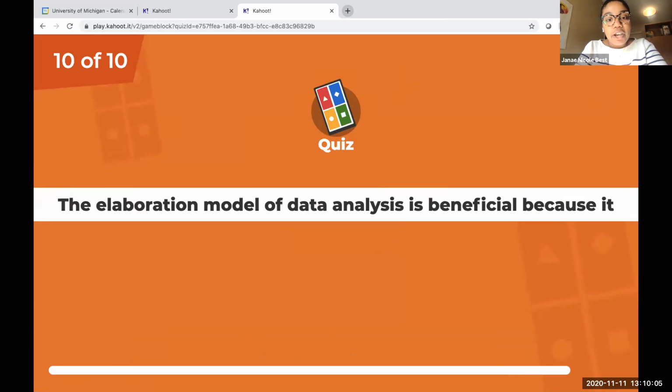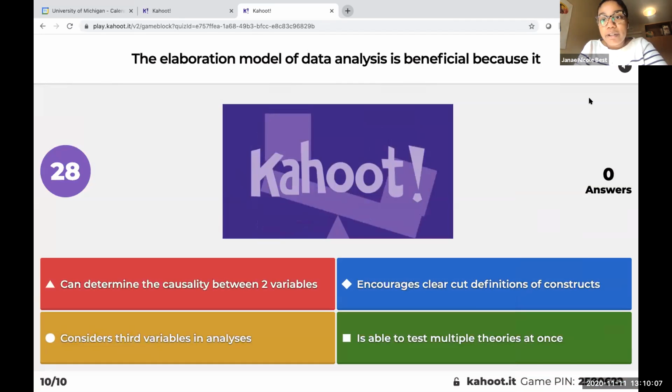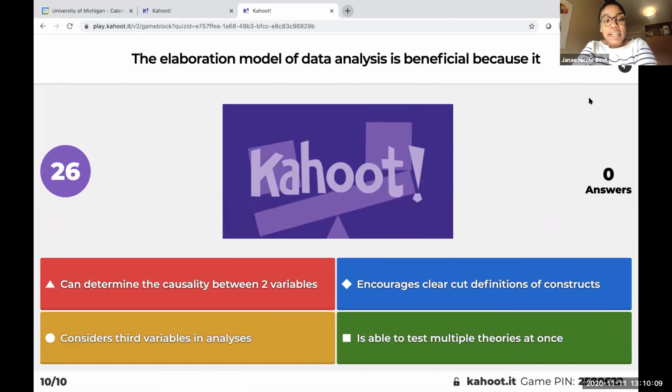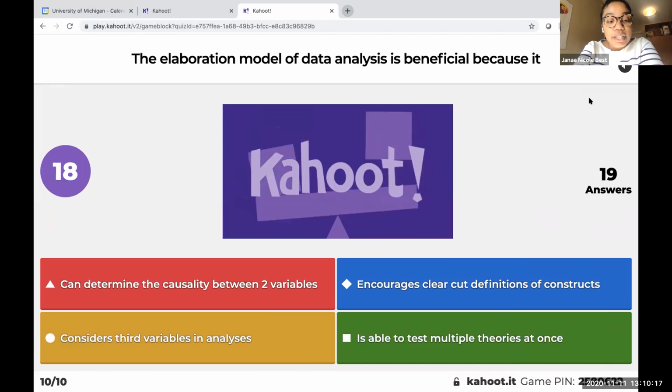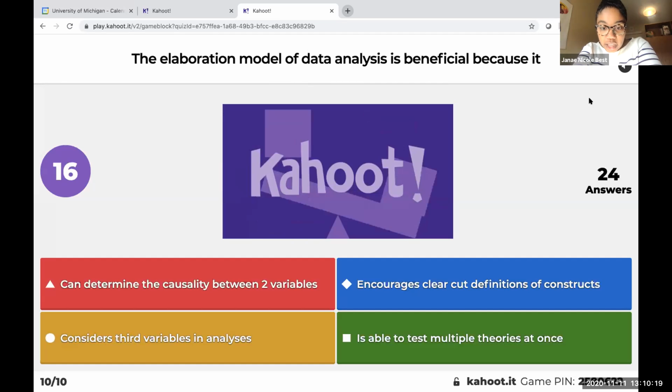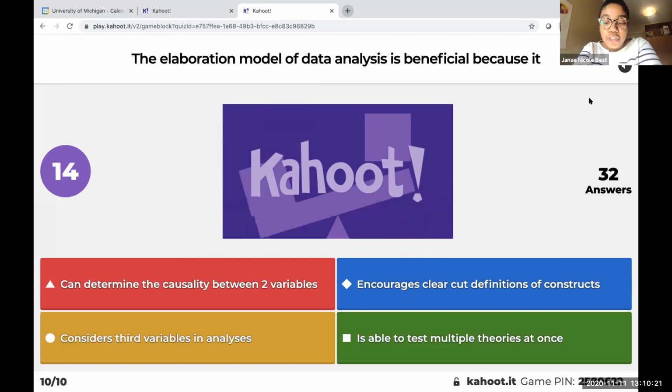The elaboration model of data analysis is beneficial because it can determine the causality between two variables, encourages clear-cut definitions of constructs, considers third variables and analyses, is able to test multiple theories at once.